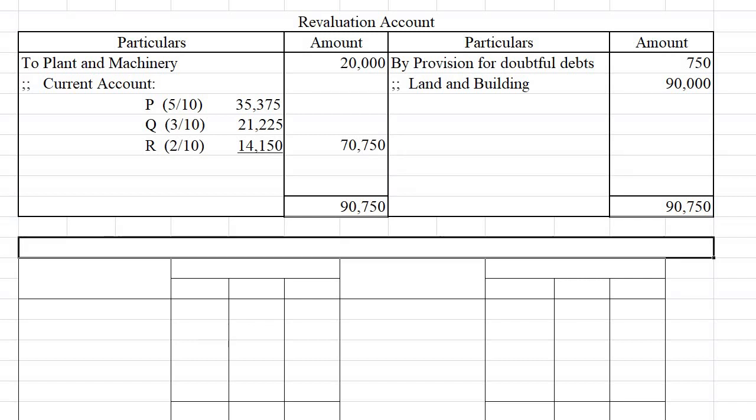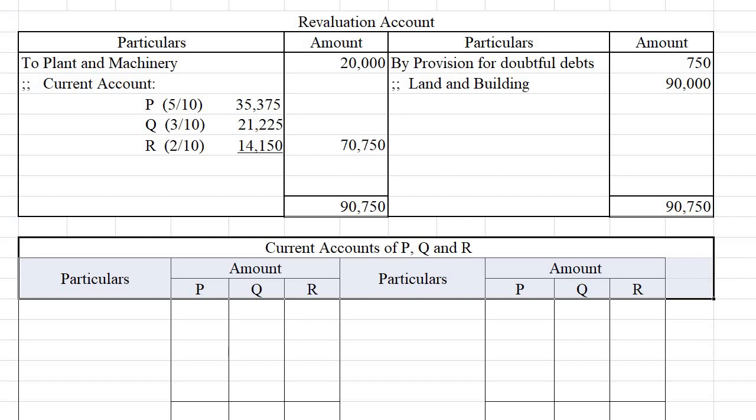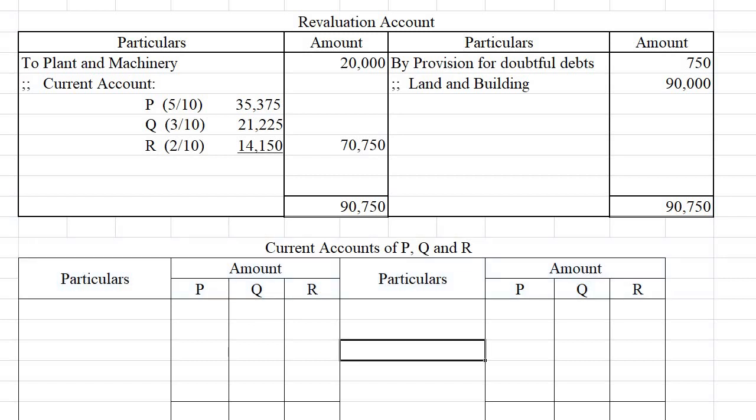Okay. Now let us prepare the current account of partners. Why do we have to prepare the current account first? Because here the current account balance of R is to be transferred to his capital account for the final payment. So in order to transfer the current account balance of R to his capital, we have to prepare the current account first. So let us prepare the current account of P, Q and R. It has no opening balance.